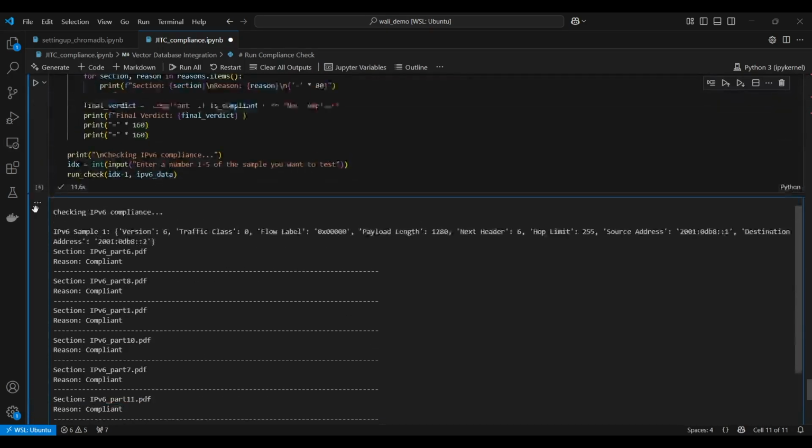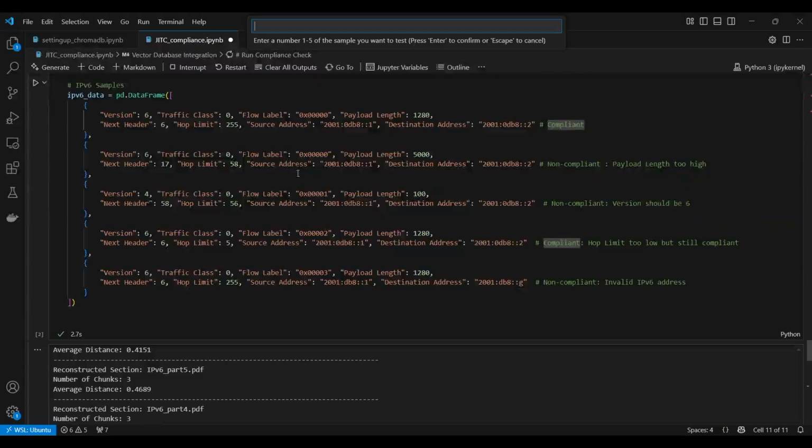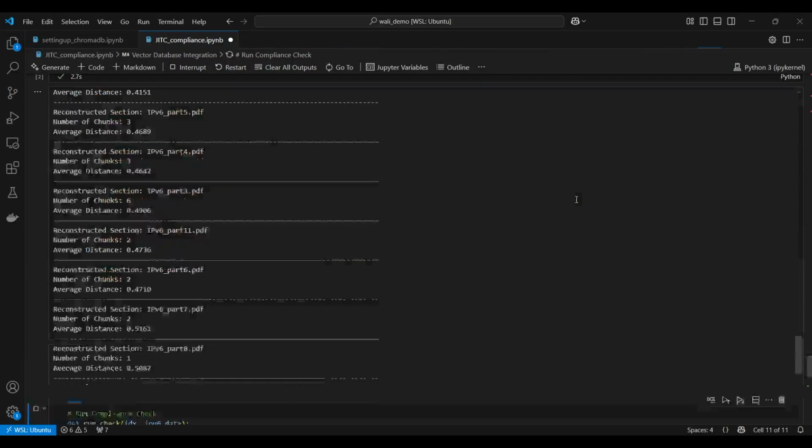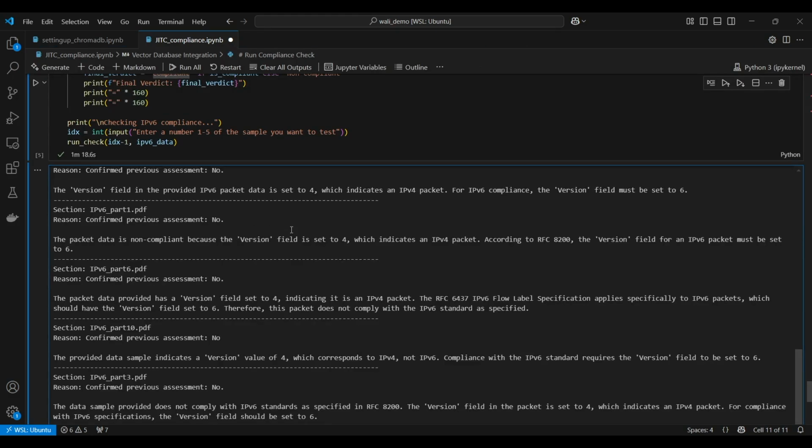Now, let's test one of the known non-compliant test samples. Let's proceed with the third sample packet. We should see the reasons and whether it was detected correctly. Once a section is found to be non-compliant, it will initiate the debate phase. Here, we can see that it initiates the debate phase. Once the debate is over, we will review the final results and the reasoning.